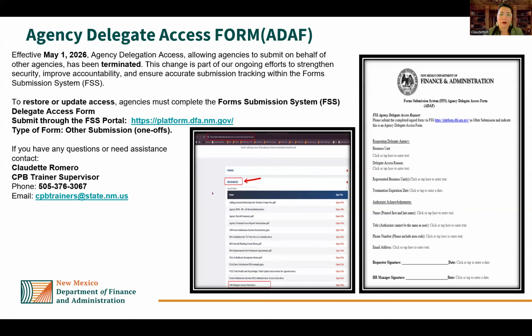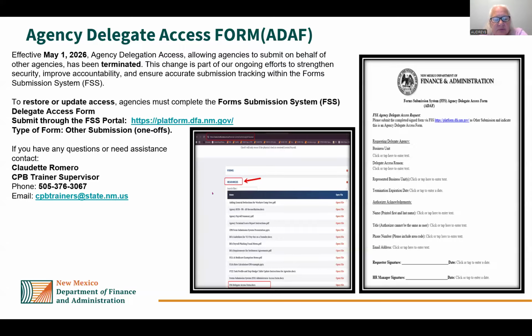We want to make sure that all of our forms are in line with DFA, as you would your POC forms, your agency delegate access. We want to make sure that these are updated accordingly, and we have these annually. And I will turn it over to Audrey.